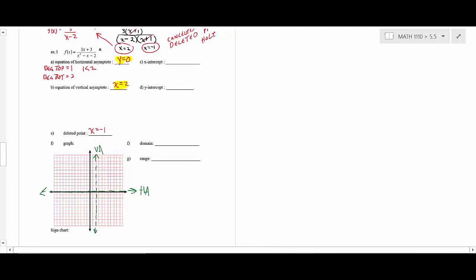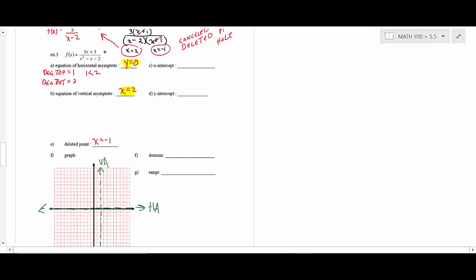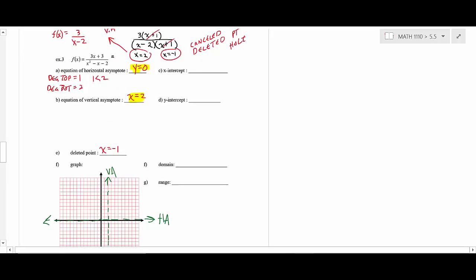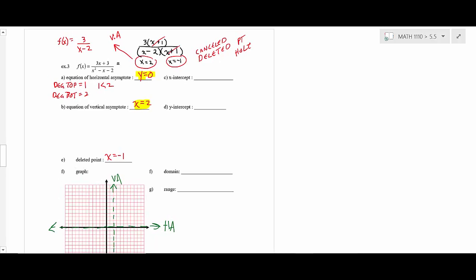Okay, all right. Next thing to do is to find the intercepts. Now the intercepts, what you want to do on this now is this, and this is real important. You want to use the reduced form. Okay, because if you don't do this, you'll come up with an x-intercept that's not there. So after we reduced, we ended up with 3 over x minus 2. So what you want to do is, like we've been doing, you set f of x equals 0, but you want to set that equal to the reduced form.